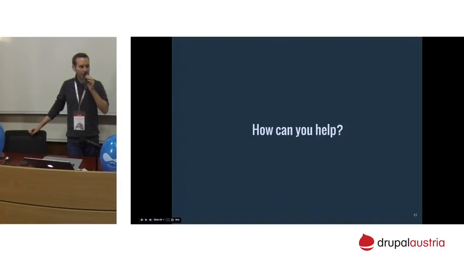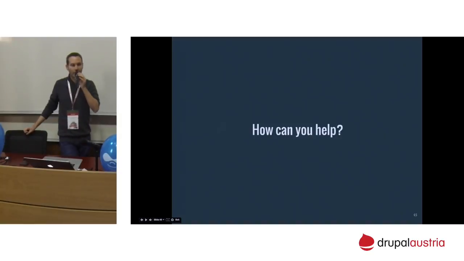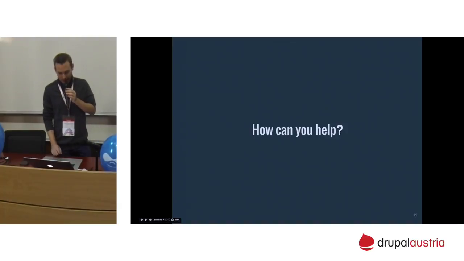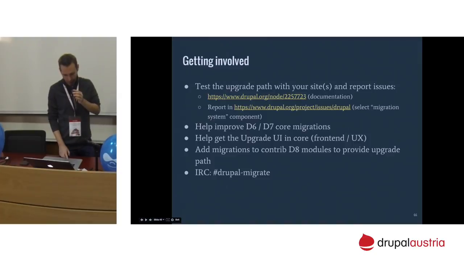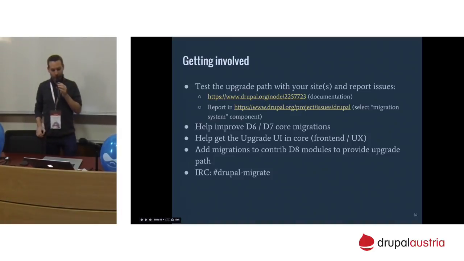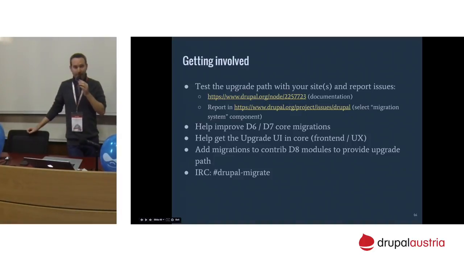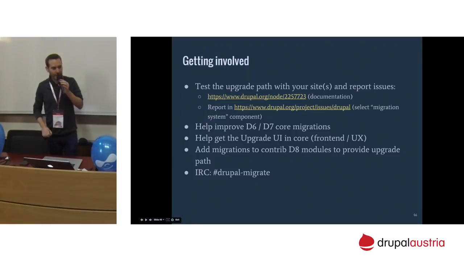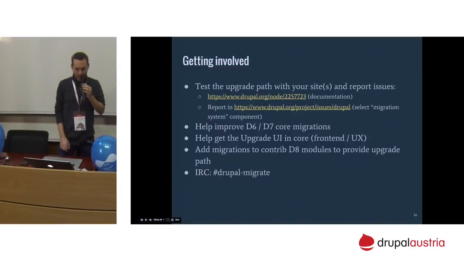Okay, next, let's see how you can help. Because if you're going to be migrating your Drupal 6 and Drupal 7 site to Drupal 8, you might encounter some problems, so it would be useful if you know how to help and make life of your fellow Drupal users a bit easier. Which help is still needed for migrating core? First and foremost, test the upgrade path, because right now not a lot of Drupal 6 or Drupal 7 sites have been migrated to Drupal 8, so the code works in theory. We have lots of tests, we have lots of test use cases, but the real life sites also will need to be tested in the wild.